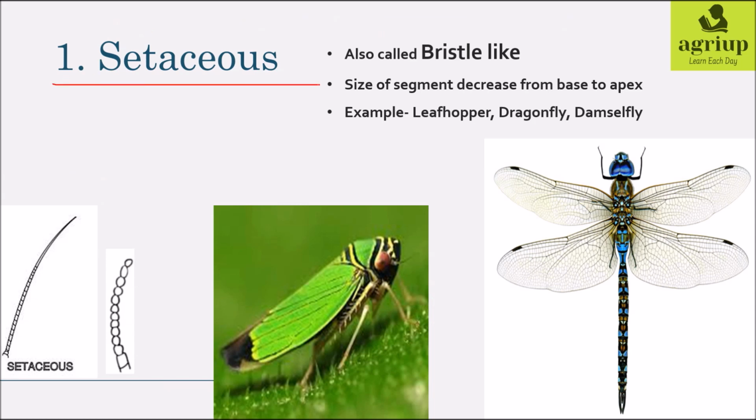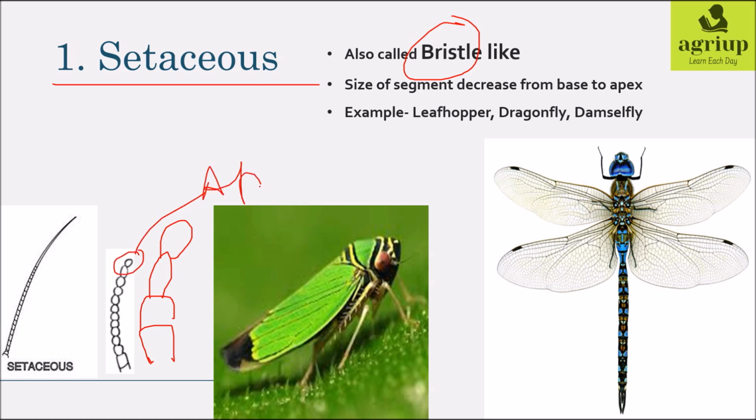This is Setaceous antenna. Setaceous means bristle-like. The size of the segments in this case, these bristles, decreases from base to apex. They are going to be larger here at the base and decrease going up. The top is called the apex, and this is the animal head. So this is the structure of a Setaceous antenna.